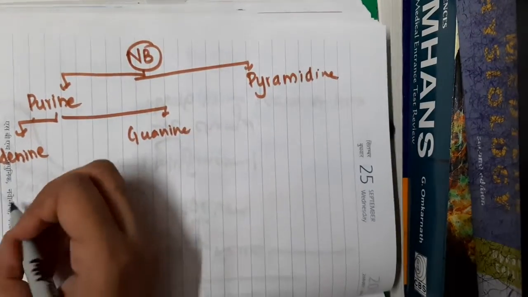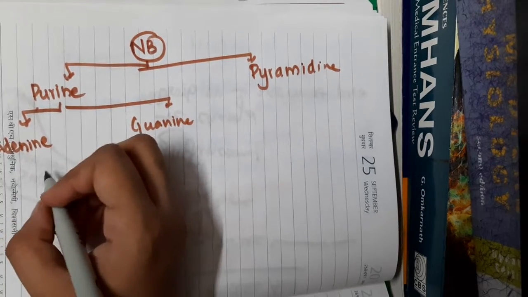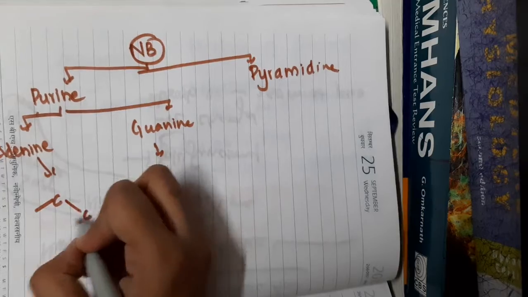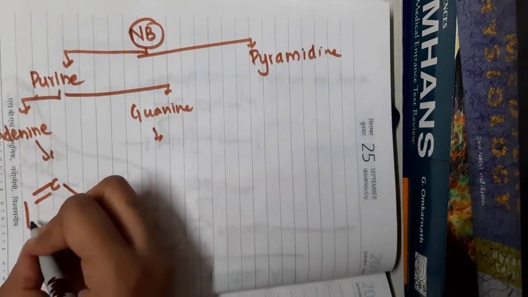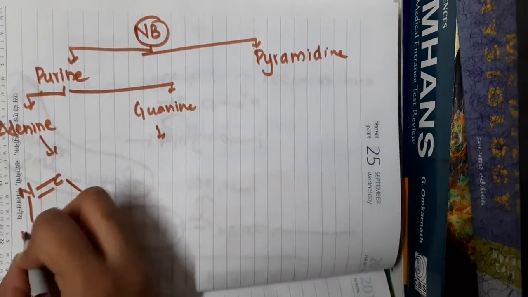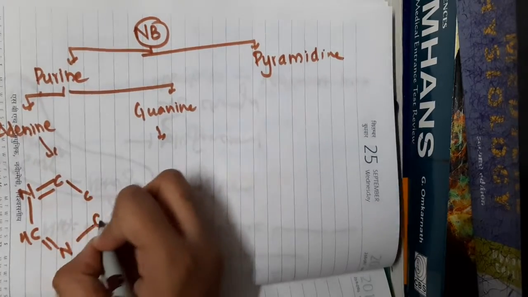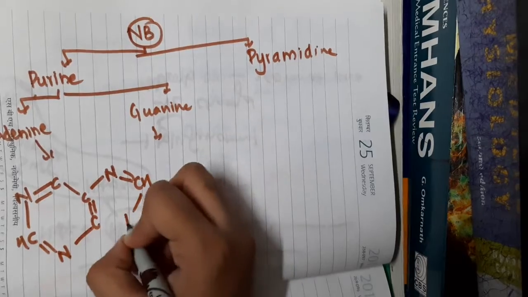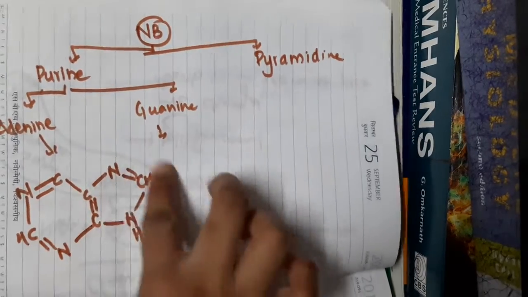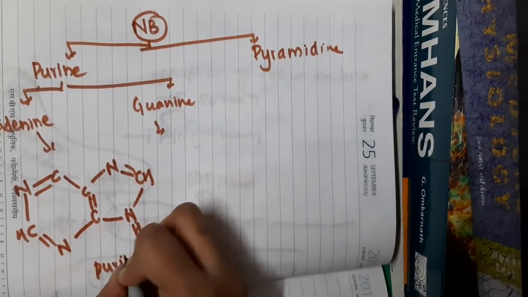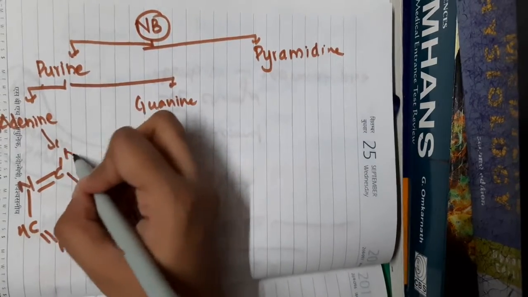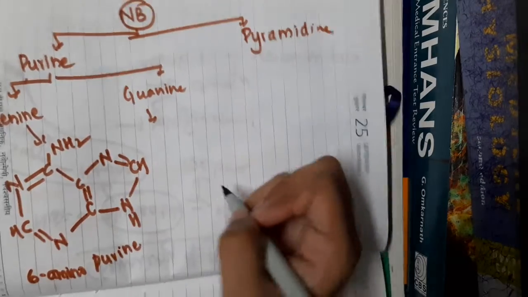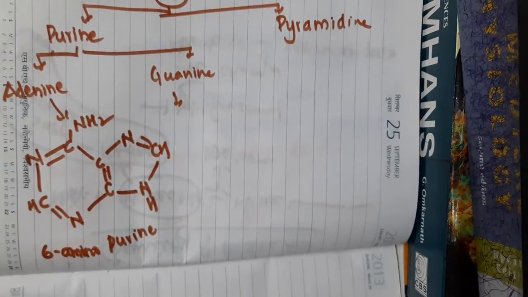Now in the adenine, I will just draw the picture of adenine and guanine. So this is the nitrogen atom. Right, so this is the purine ring. So this is a purine, and to this at the 6th position we add an amino group. So this is 6-amino purine. So adenine is a 6-amino purine.